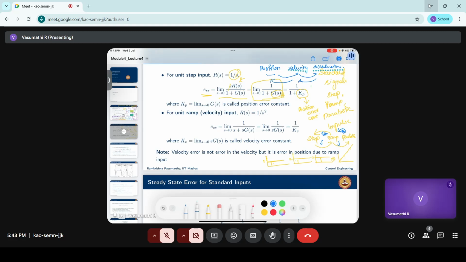differentiation. So when you give a unit step input, you will get a term where it involves the position error constant. Similarly, when you give unit ramp, you will get a velocity error constant that is mentioned using kV. When you use a parabolic input, you will get an acceleration error constant. Right. This is the relation between position, velocity, acceleration and step, ramp and parabola input.